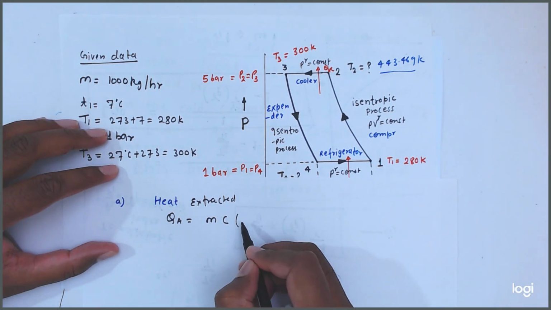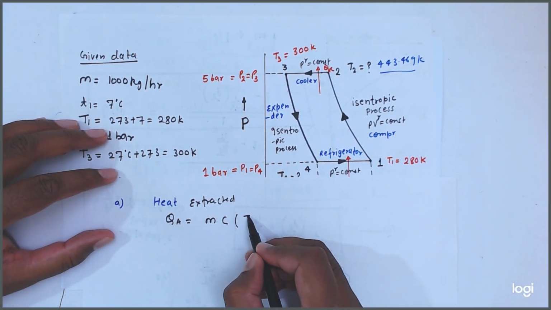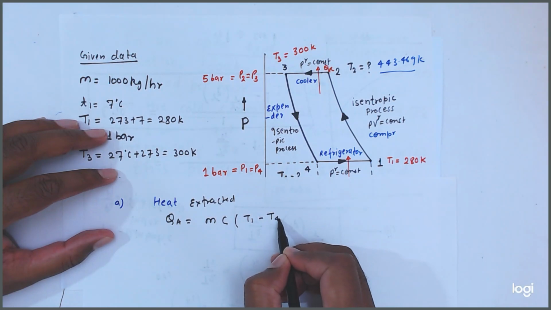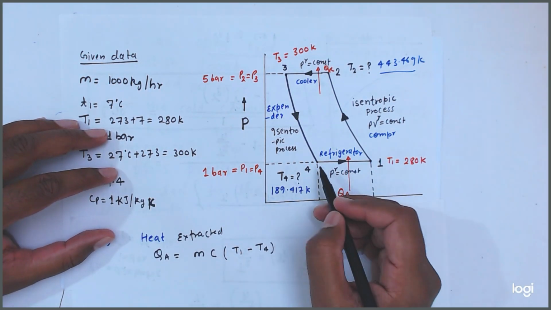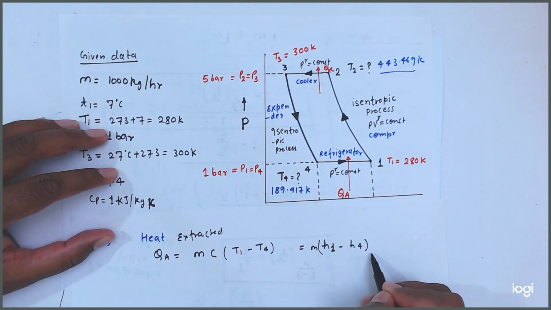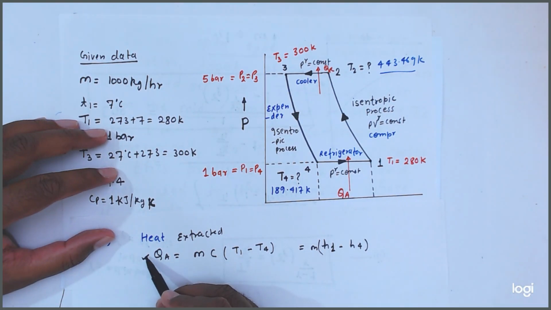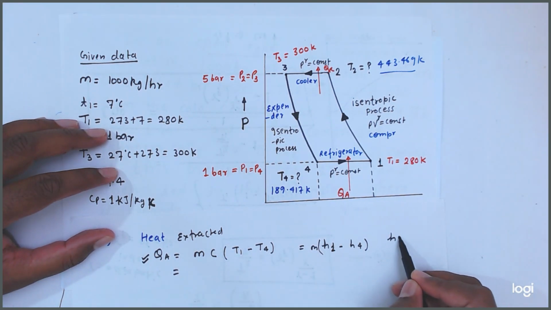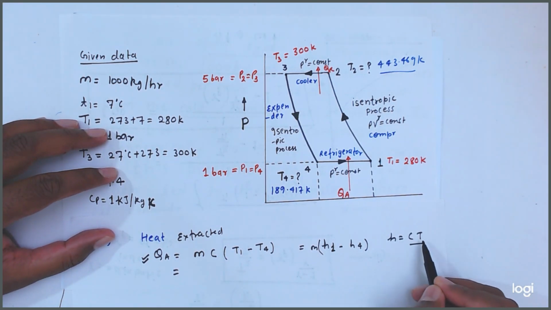MC into temperature at T1 minus temperature at T4. Okay, because we know that enthalpy at 0.1 minus enthalpy at 0.4 will give the heat extraction. Okay, and enthalpy equal to what? Cp into T.